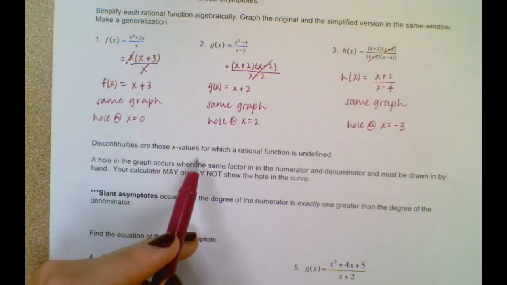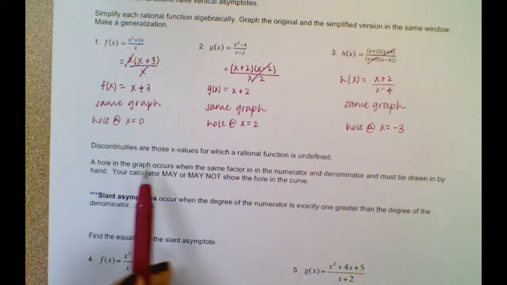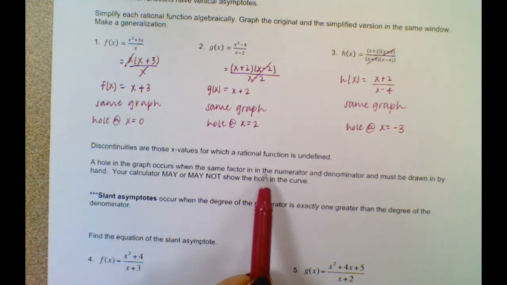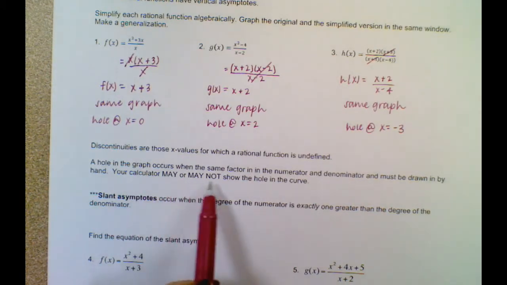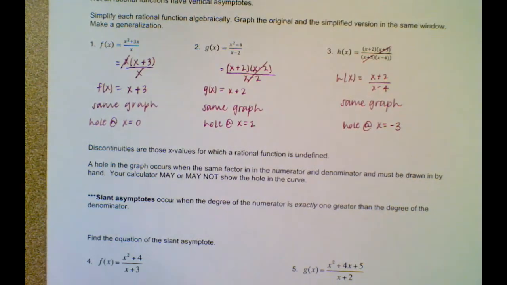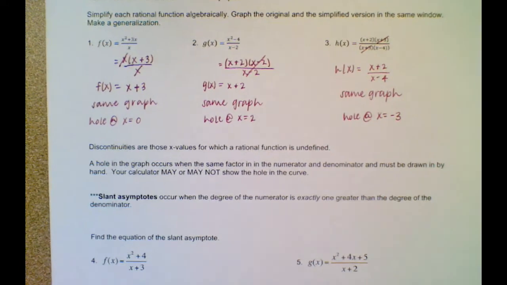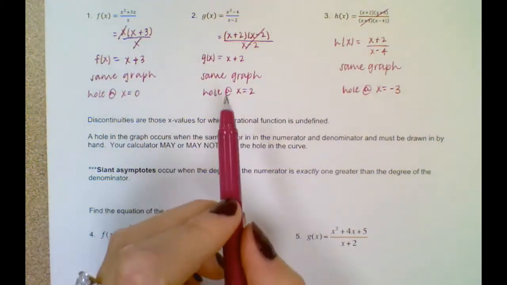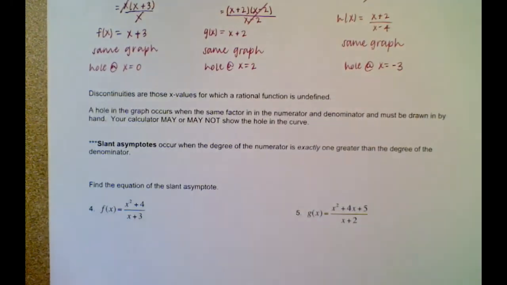All right, discontinuities are those x values for which a rational function is undefined. We've already talked about that. That's like a hole or a vertical asymptote, and so forth. A hole in the graph occurs when the same factor is in the numerator and denominator and must be drawn in by hand. Your calculator may or may not show the hole on the curve. Honestly, I've never seen a calculator show the hole, so I would just make sure you're recognizing whenever you undo factors that there is a hole, and you're just going to have to know that on your own, okay? And to find the y value for where that occurs, remember you just plug that back into the equation to solve for y. Okay, so then you get a coordinate point.